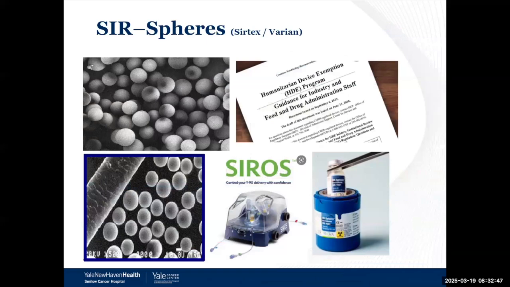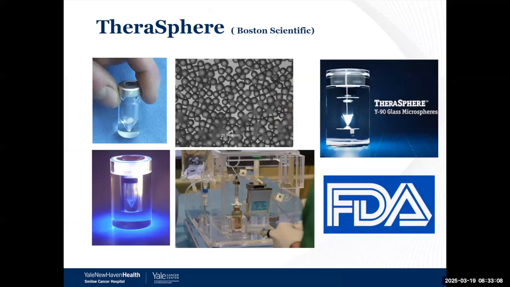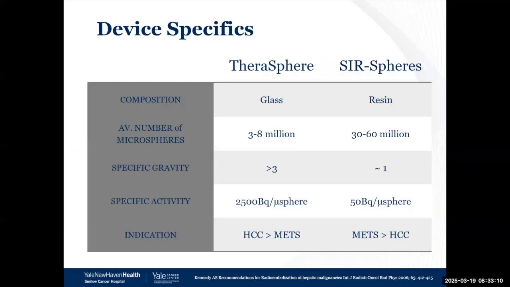So there are two products that are being distributed across the globe by two companies. One is the SIR-Spheres by Sirtex, a company owned by Varian, which again is owned by Siemens. The SIR-Spheres are basically not FDA approved, but they're used under the humanitarian device exemption program, versus the TheraSpheres, which are a Boston Scientific product and are FDA approved. Okay, there are slight differences between the two of them.